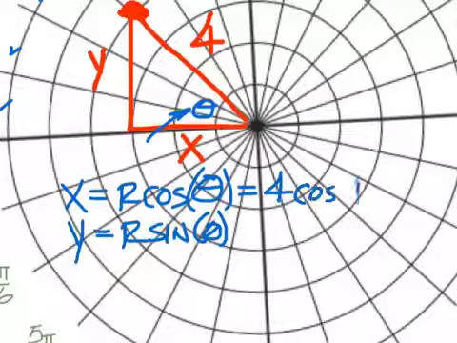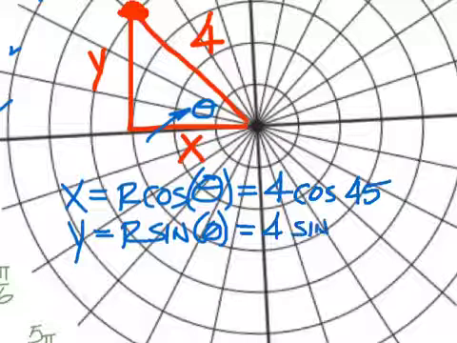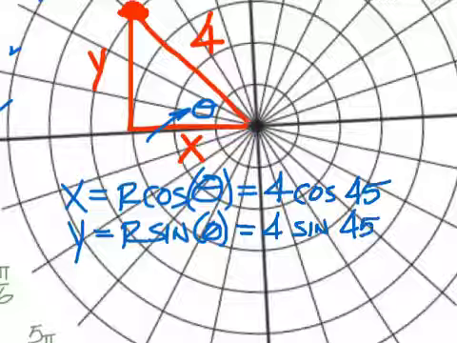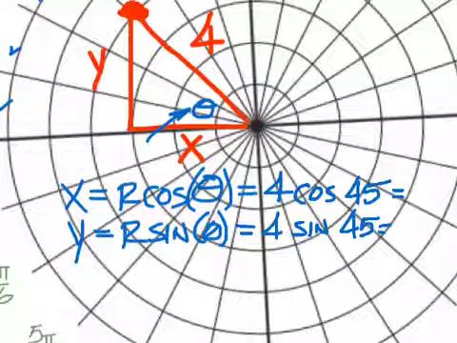4 times cosine 45, and then 4 times sine 45. Okay, so cosine of 45 and then times 4, you're going to come out with a value of 2.8 when you round it.